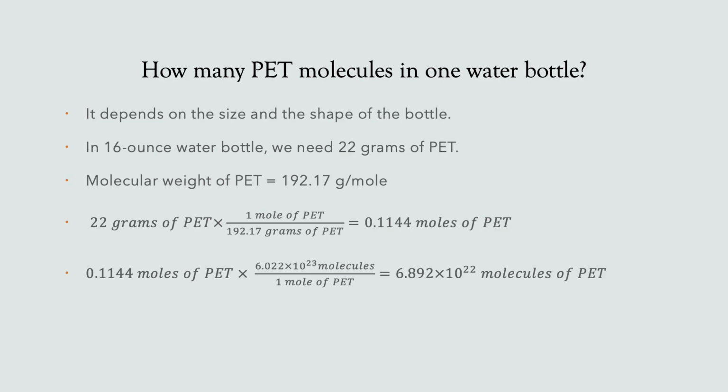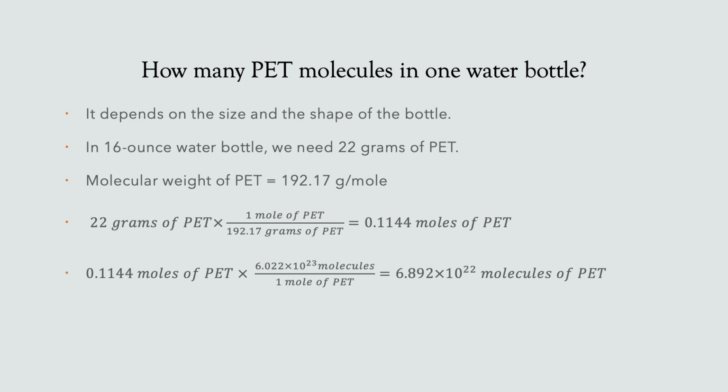And after designing the structure of PET, I asked myself a question: how many of that molecule do we need to make only one water bottle? After my research, I found out that it highly depends on the size and the shape of the bottle. In a typical 16-ounce water bottle, we need 22 grams of PET. And when you do the conversion from grams to moles, you're going to be using the molecular weight of PET, which is 192.17 grams per mole. And when you do the conversion, you're going to end up with 0.1144 moles of PET.